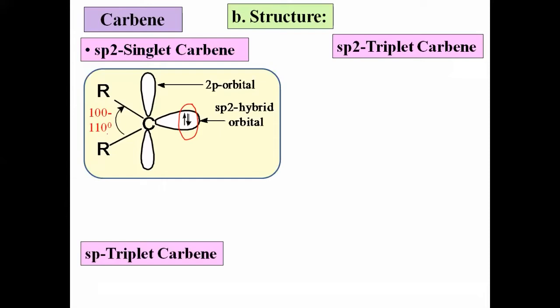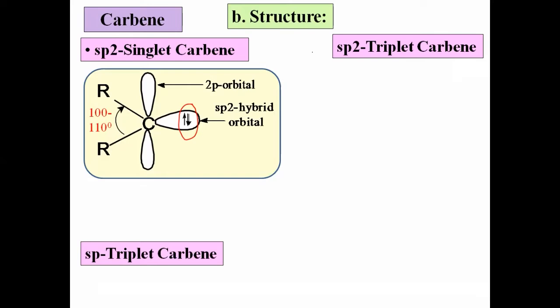sp2 singlet carbene मध्ये कोणते महत्त्वाचे पॉइंट्स आहेत? पहिल्यांदा hybridization of carbon is sp2. Then two sp2 hybrid orbitals form two covalent bonds. Then there is an unhybridized 2p orbital which lies perpendicular to the main plane. त्यानंतर पुढचा पॉइंट, the lone pair of electrons, the non-bonded electrons, are present in one sp2 hybrid orbital, and these electrons are paired with opposite spin.